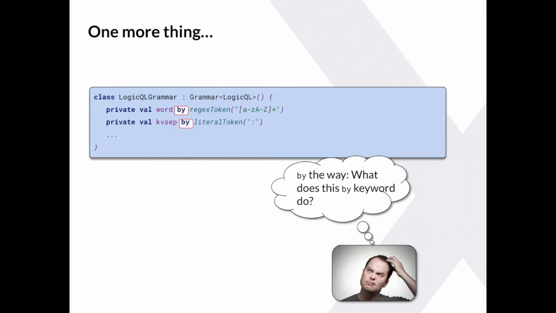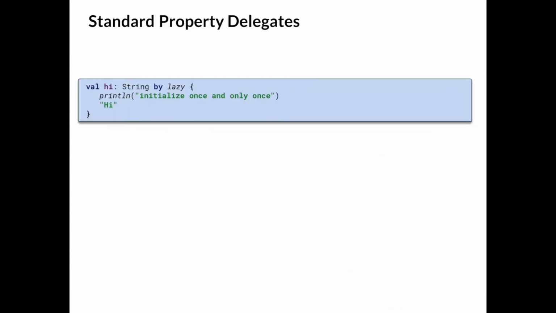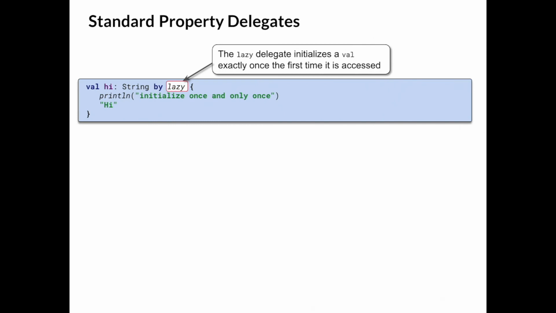By. What does the by keyword mean? Well, by is another feature in Kotlin, advanced. It's not used very often. Who has used delegates? Nobody yet. It's also mostly used in Android, not really on server side. Sometimes they're quite valuable. Maybe you've used lazy.